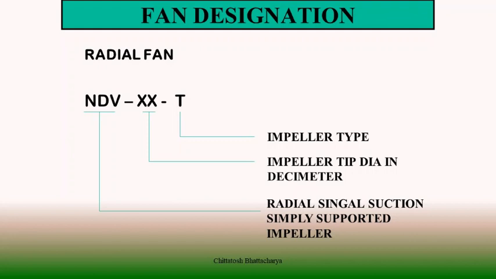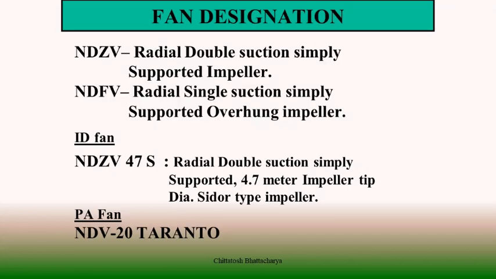And this type of fan, these radial fans, if it is radial double suction type, simply supported impeller, then it is called NDZV, and similarly tip diameters may be there. And if they are having cantilever type of arrangement, overhang impeller and radial single suction, then it is called NDFV. So this way we find the nomenclatures for radial fans.